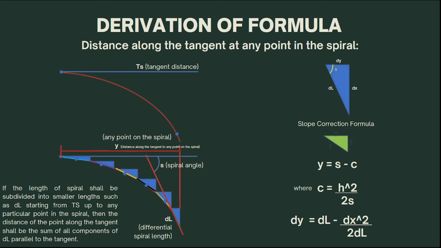So to get this formula, we get the triangle again, similar to the last one, but instead of finding dx, we look for dy. And to do this, we need to use the slope correction formula, y equals s minus c. This is where the horizontal distance is equal to the inclined distance less the correction due to slope, where the correction due to slope is equal to the square of the vertical distance divided by twice the inclined distance. We thus come up with the formula dy equals dl minus dx squared over 2dl.